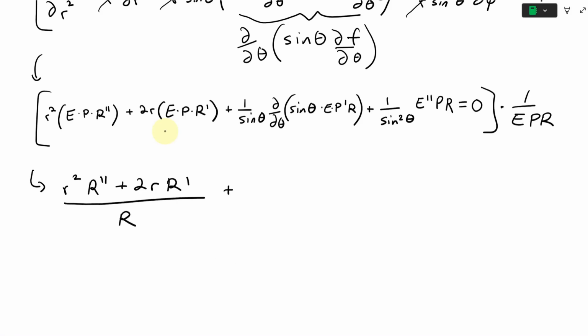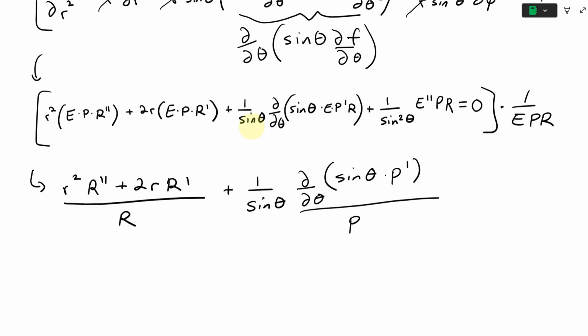And now the next step is going to be 1 over sine theta. These are constants, so it doesn't matter, we could take those out. The EP are constants within this partial derivative, so those just cancel out. We're going to get a partial over partial theta of sine theta, and then E is gone, so now we just have a P prime. And the only thing divided by is going to be this P. We just put it over everything, like this, over P.